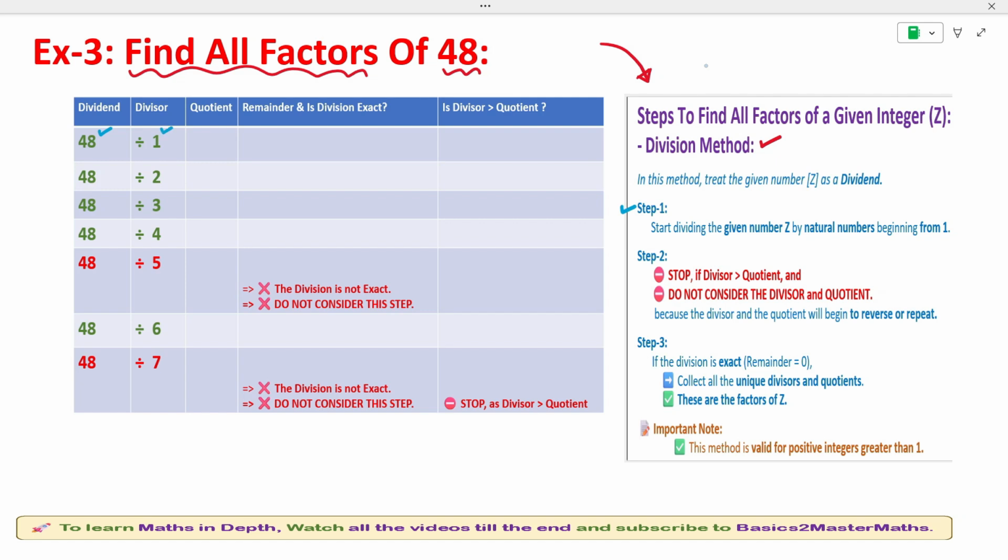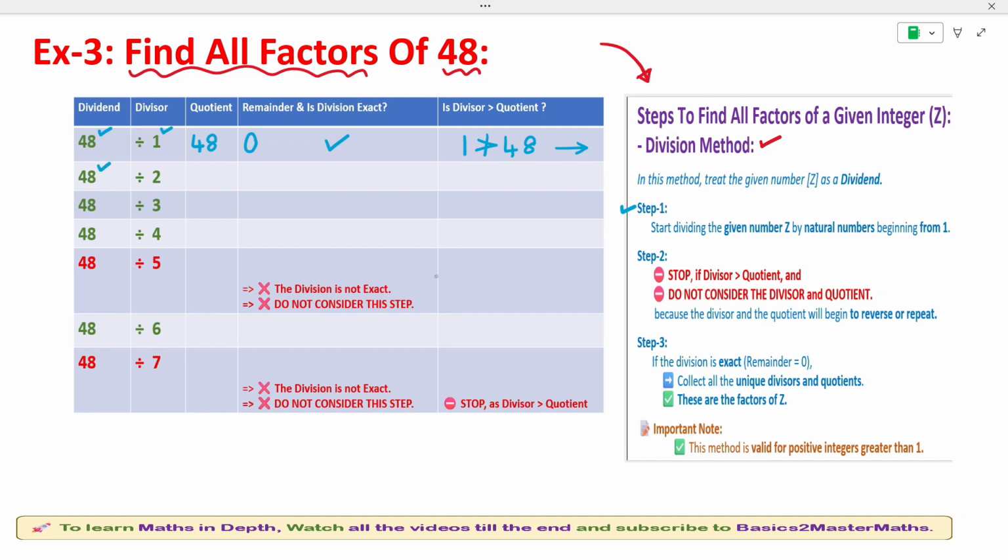When we divide 48 by 1, we get 48 as the quotient and 0 as the remainder. So, this division is exact. In this case, the divisor 1 is not greater than the quotient 48. So, move to the next step.